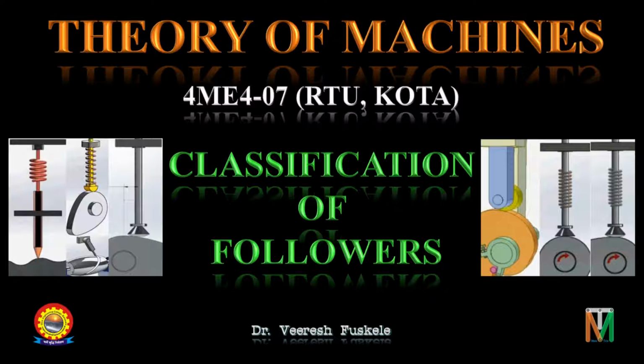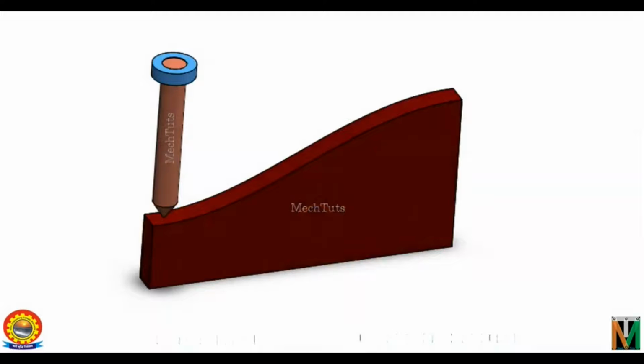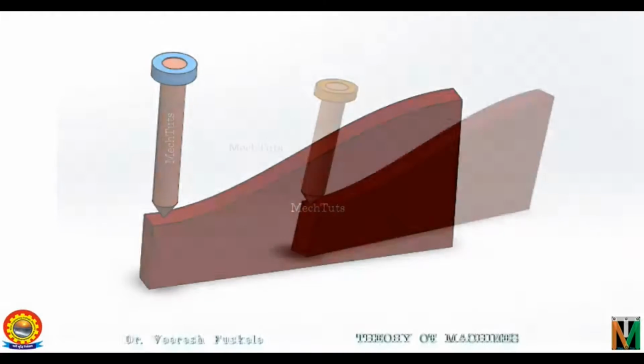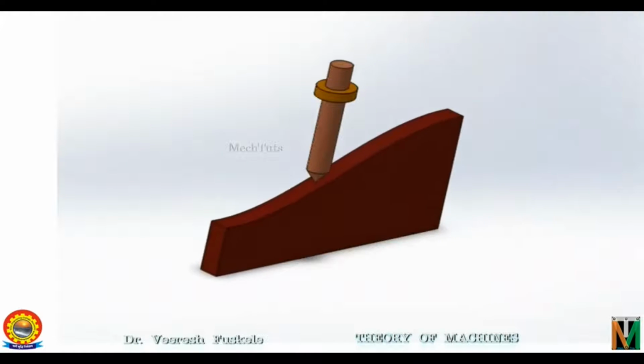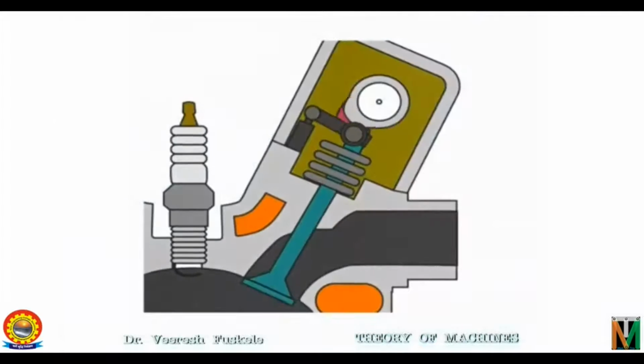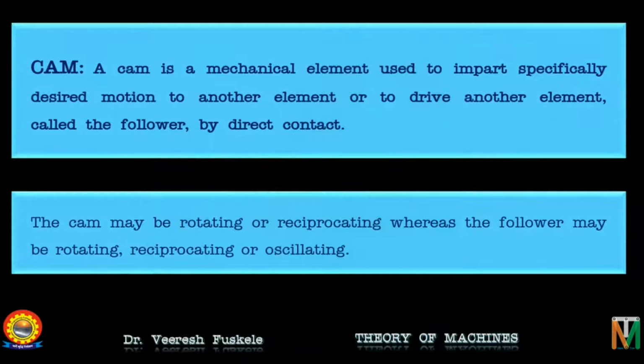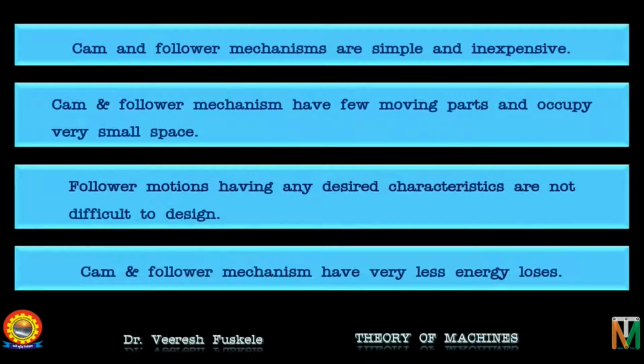In the previous lectures of this topic of cam and follower, we discussed what is a cam and follower mechanism and why it is required and what are its utilities. We also defined cam and further discussed the advantages of cam and follower mechanism.